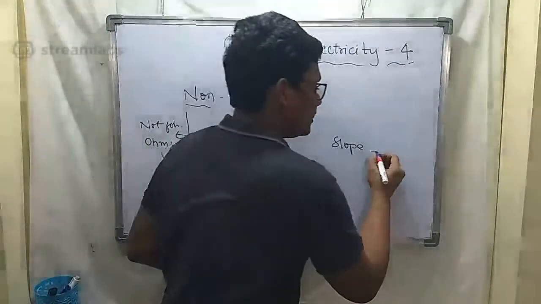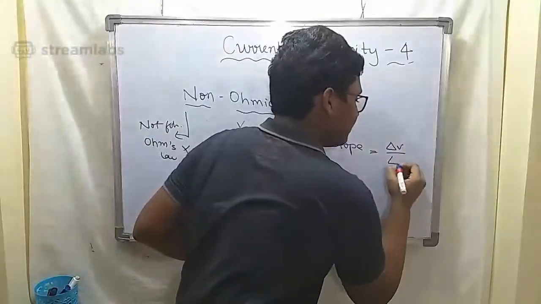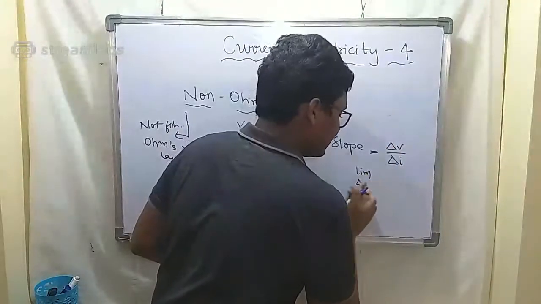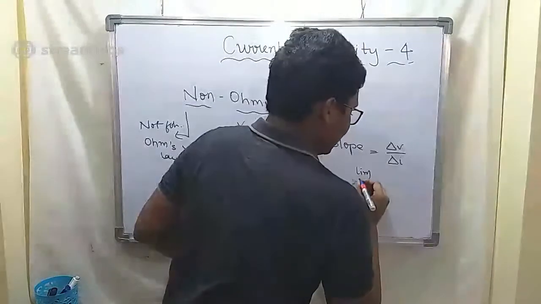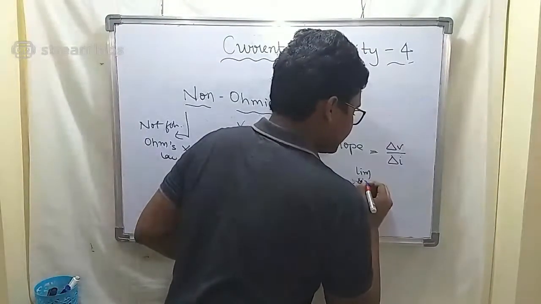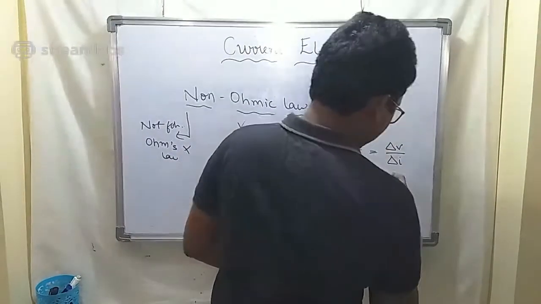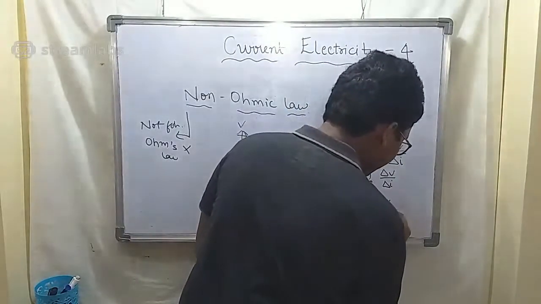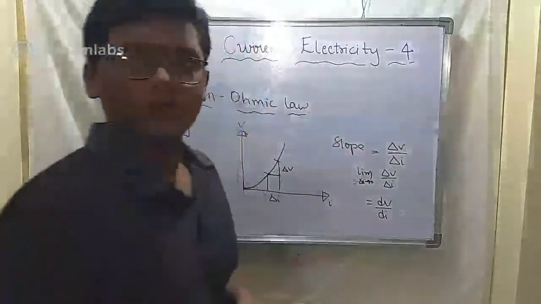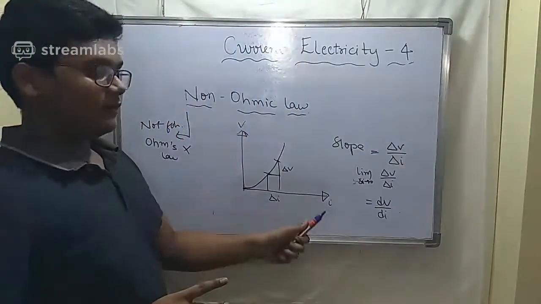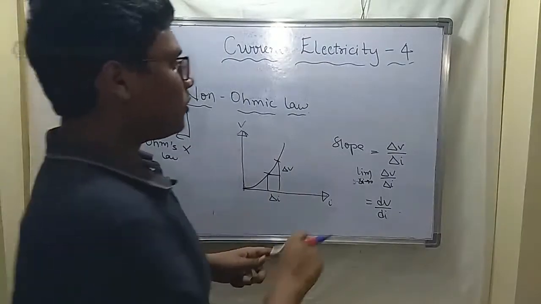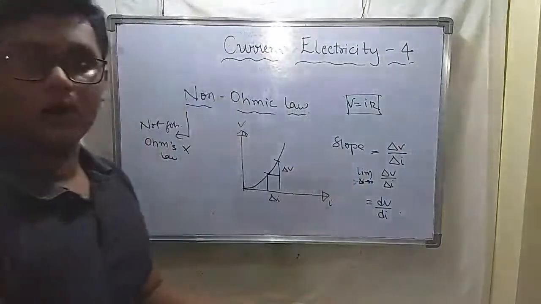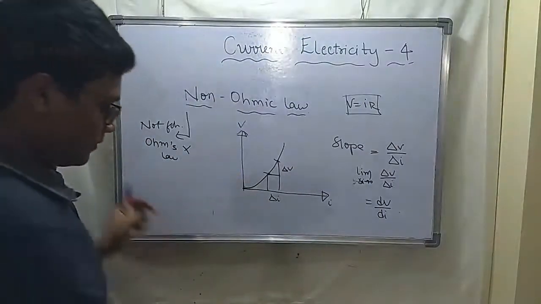Ohm's law not followed means the slope here is delta V by delta I, and when we take the limit delta I tends to 0, what happens is delta V by delta I becomes dV by dI. We will get that slope. So that is not following V is equal to IR. Law it is not following, means non-ohmic law. That is a simple thing.